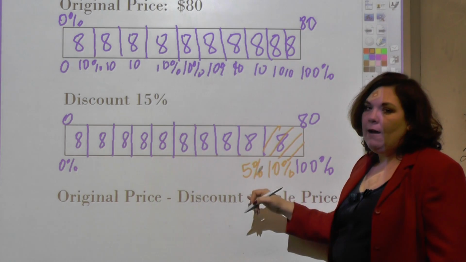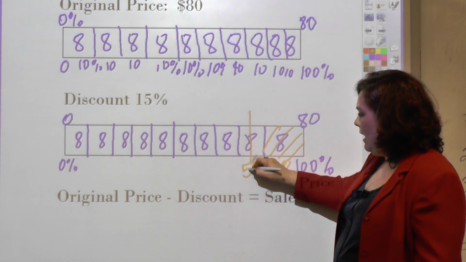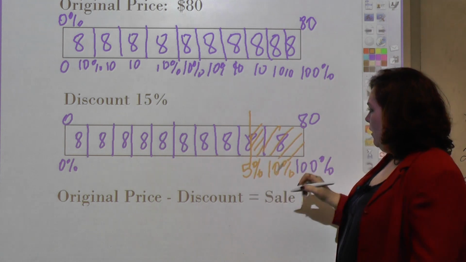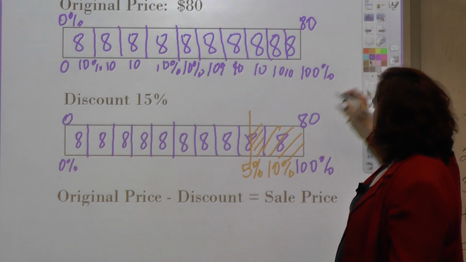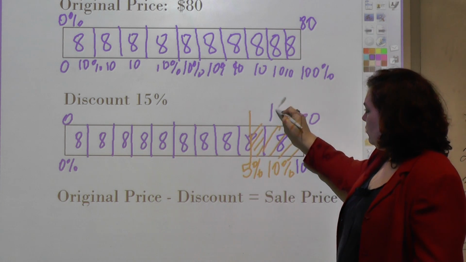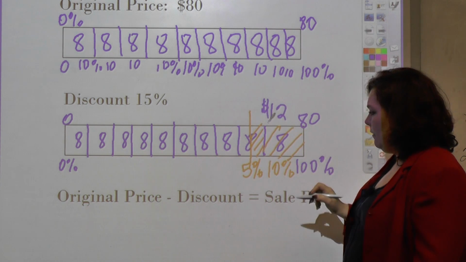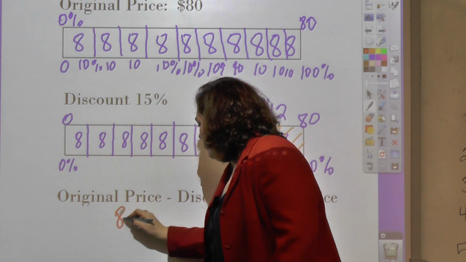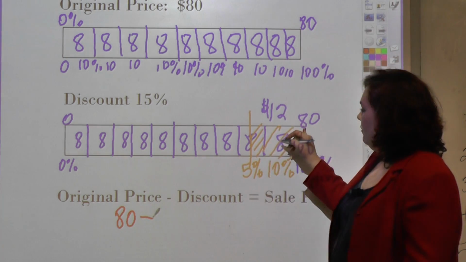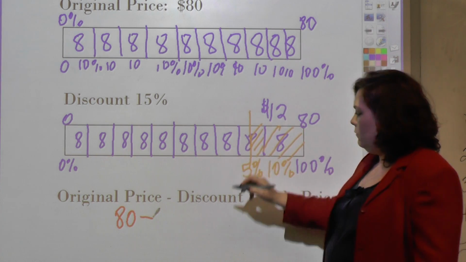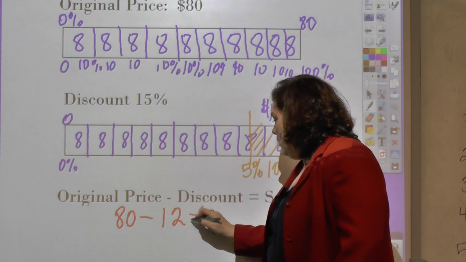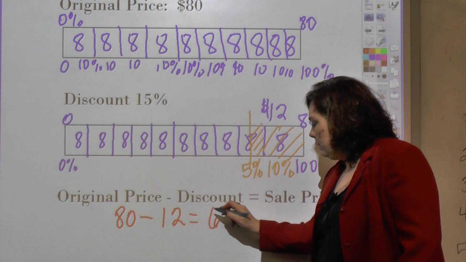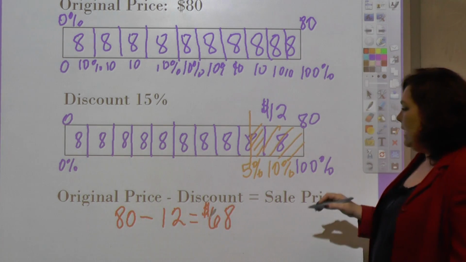Then I need 5%. So how would I get 5% of 10? I'd cut it in half. And so I would have 8 and 4. So adding that up, I'd have 8 plus 4, which is 12. Right there represented. So now my original price was 80, minus my discount, which is this amount here, this 15%, which is 12, equals my sales price of $68. So that's how you get it.